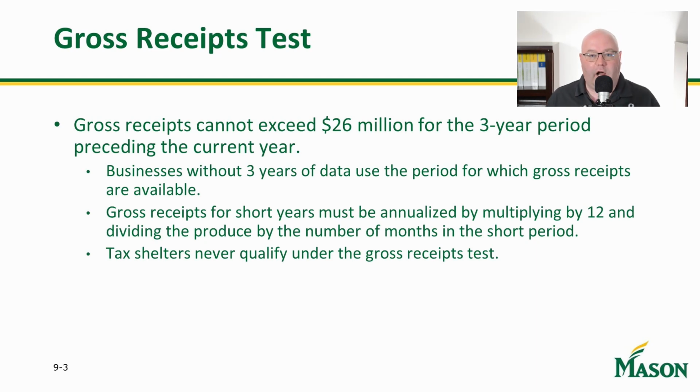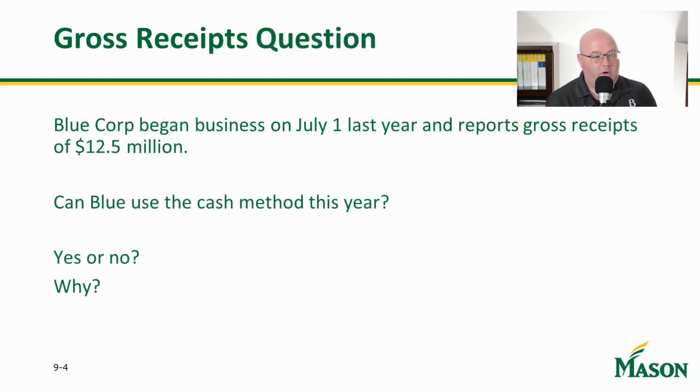Gross receipts for short years must be annualized by multiplying by 12 divided by the number of months in the short period. So for example, if you just start your business in June, you want to do it as a calendar year. For the first 6 months, say you had $13 million. Because it's 6 months, you're going to double that. That gets you up to $26 million right there. And so you've got to be able to figure that out as part of this. Tax shelters never qualify under the gross receipts test. If you're a tax shelter, you probably won't be dealing with too many of those, and if you do, it's probably more for an advanced course.